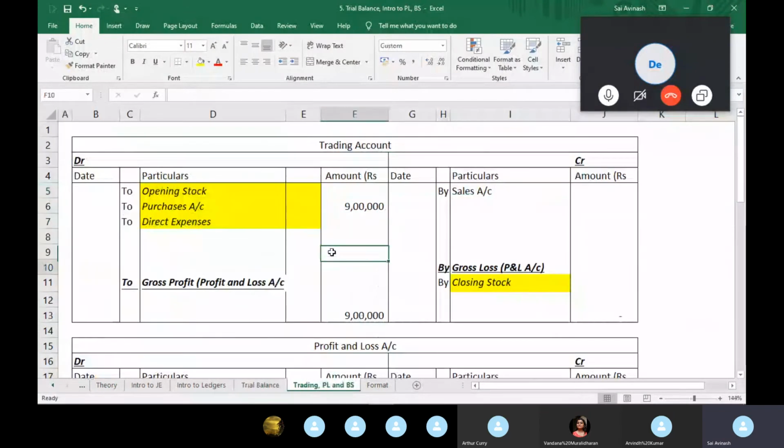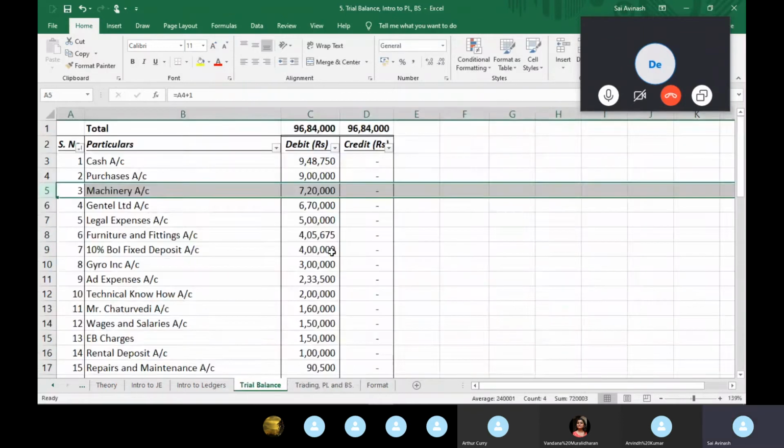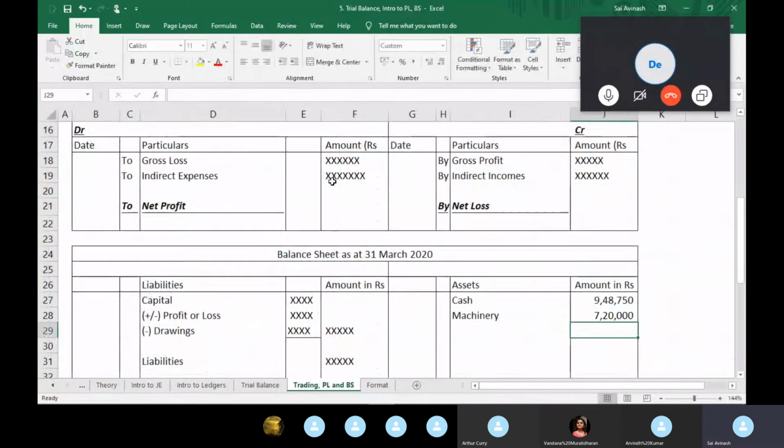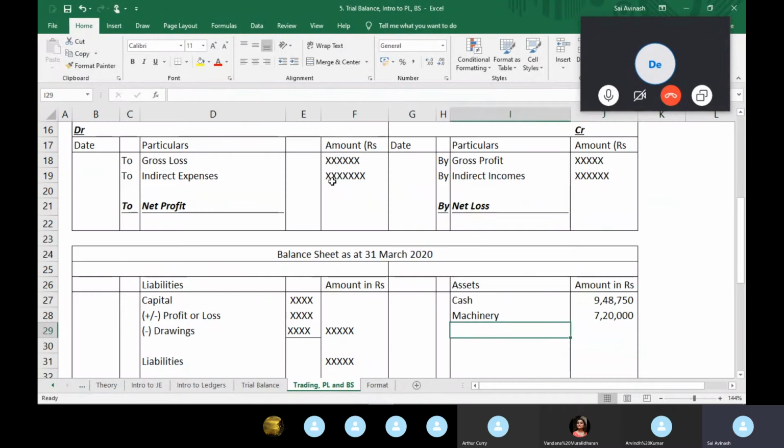Next is machinery. Machinery is an asset. So go to your balance sheet, right? And the amount is 7 lakh 20. Gentle Limited. Gentle Limited has a debit balance. So by that itself, we can say that they are a customer. So Gentle Limited, right?